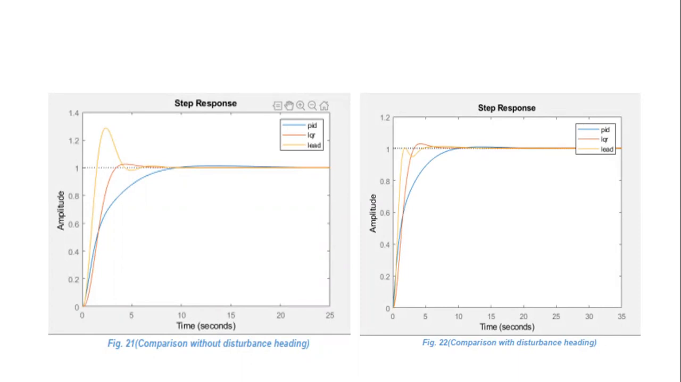In the comparison of heading transfer function with PID, LQR, and lead, these lines are also representing these. If you are confused here, you can see that these colors represent the different controllers' responses.